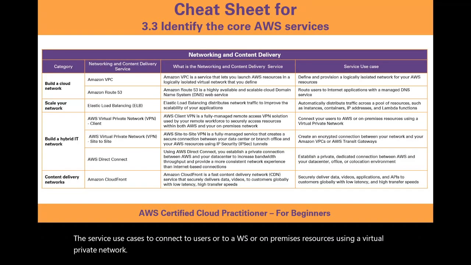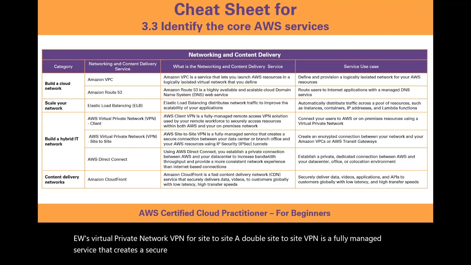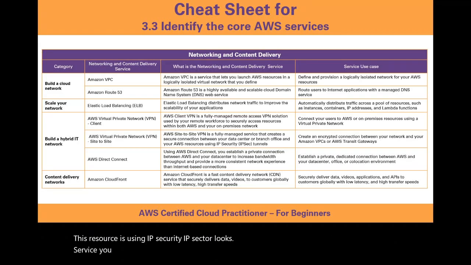AWS Virtual Private Network VPN for site-to-site. AWS Site-to-Site VPN is a fully managed service that creates a secure connection between your data center or branch office and your AWS resources using IP security IPsec tunnels. The service use case is to create an encrypted connection between your network and your Amazon VPC or AWS Transit Gateways.